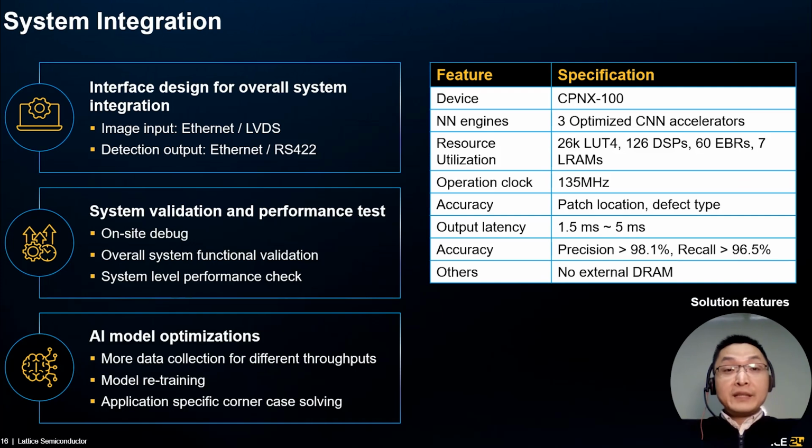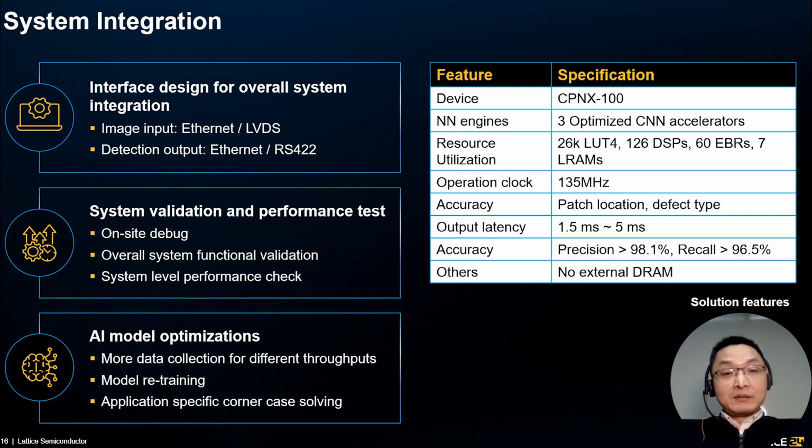After the complete FPGA processing system has been built and validated, we started to work with the customer and integrate the AI subsystem into their overall color sorter machine. Some on-site debug was taken, and the overall system function was checked.